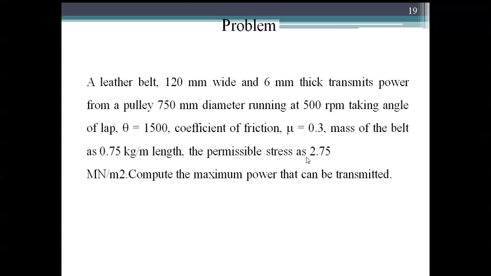And next we need to find the velocity of the belt. So velocity of the belt can be found out by using pi dn by 60. Here dia is given, speed is given. From that you can find the velocity of the belt.